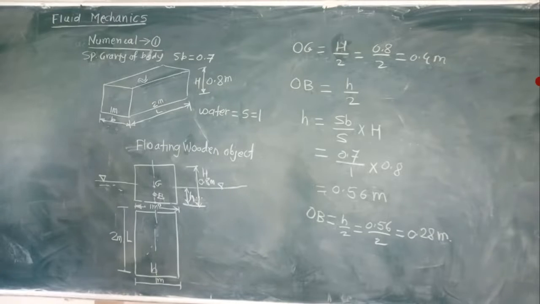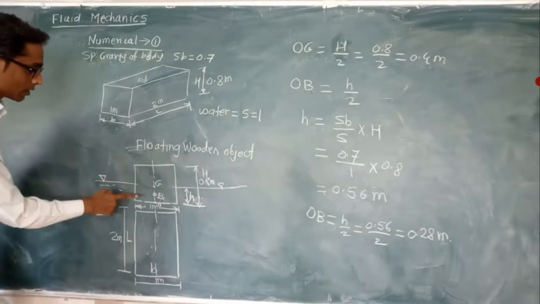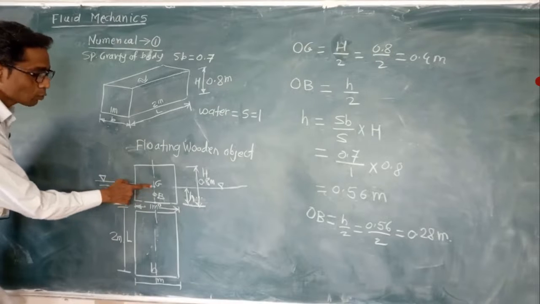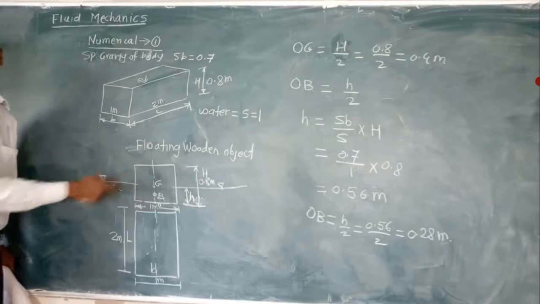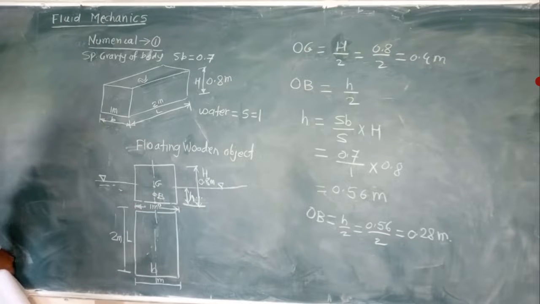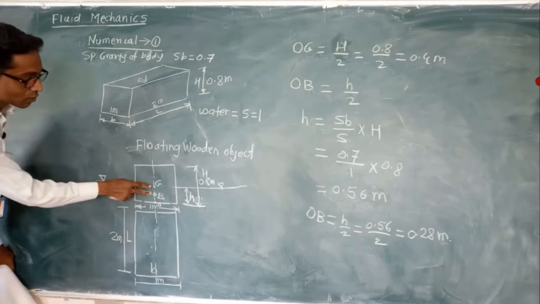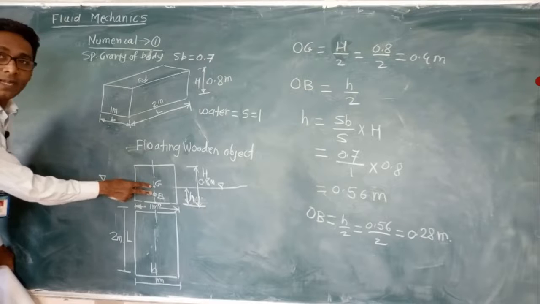Now as per the definition, we need the B to G distance in the formula. Which formula? The metacentric height formula: GM is equal to I by V minus BG. So BG is what we have to find first. So how to find BG?